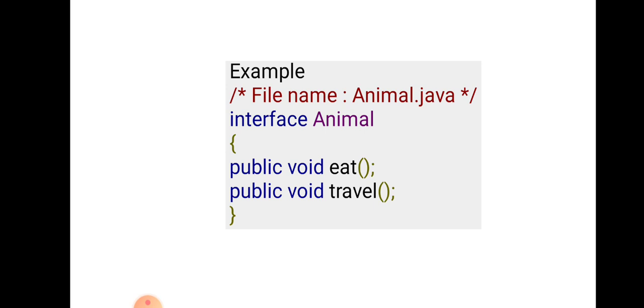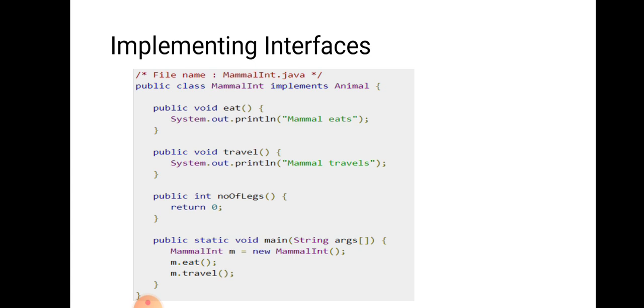Here I have created one interface named Animal. Just because it is an interface, I have written the keyword interface before the name. So interface Animal, and in that I have declared two methods, that is void eat and void travel. These two methods are only declared in the interface, and they do not have any definition, but it will be in a derived class.